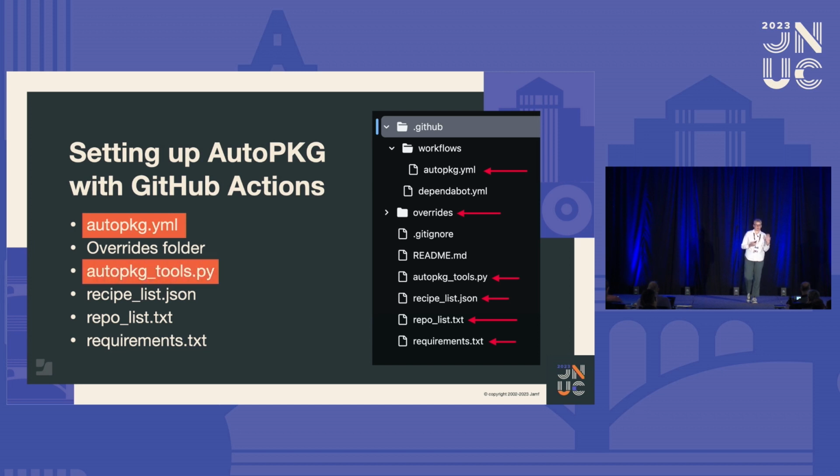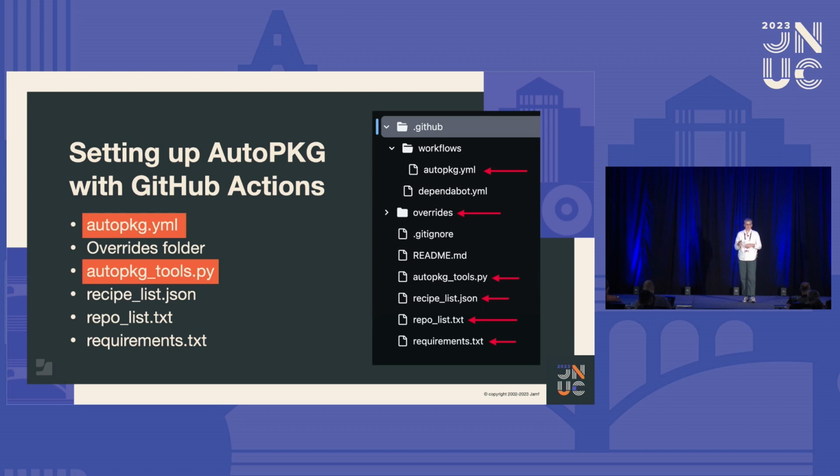And I'm also going to briefly go over the AutoPkg tools Python script. These two components are the two that are separate from how a standard AutoPkg workflow runs. Like I said, the overrides folder is where your recipes and templates are stored. The recipe list JSON file is just a dictionary of your recipes. And the repo list text file is just all of your parent repositories that you want to clone to the virtual machine to allow your override recipes to be processed.